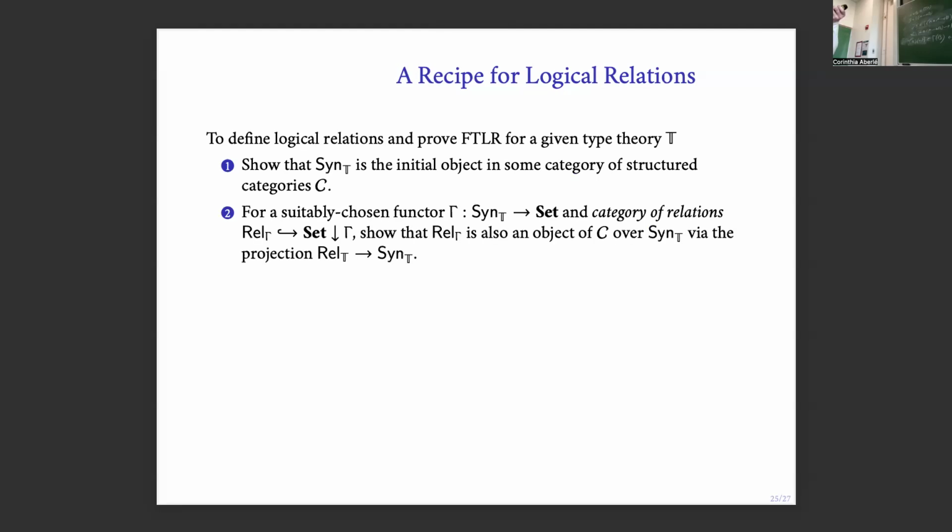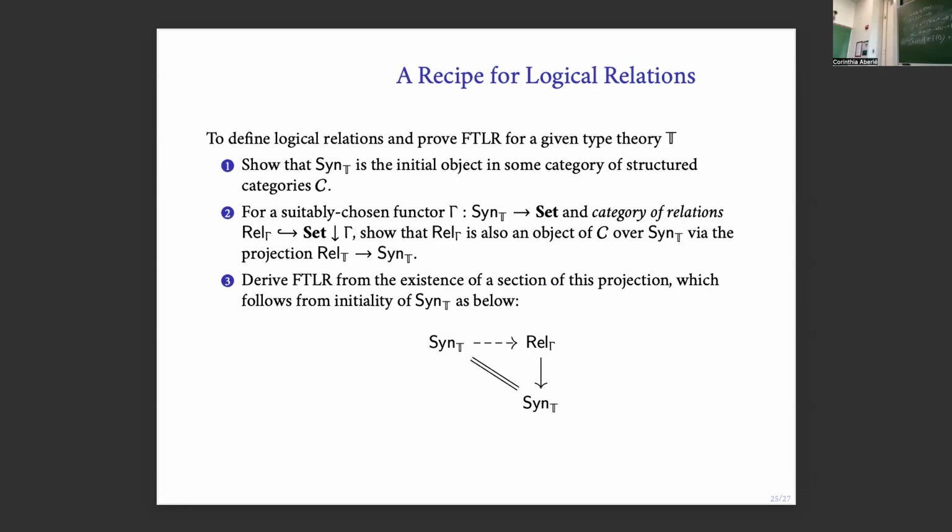Then, for a suitably chosen functor gamma from Sin T to Set, and some category of relations Rel gamma, which should be a full subcategory of this Sierpinski cone of gamma, show that Rel gamma is also an object of C, this category of structured categories, over Sin T via the projection from Rel gamma to Sin T, and then derive the fundamental theorem from the existence of a section of this projection, which, as we saw already, follows from the fact that Sin T is initial.